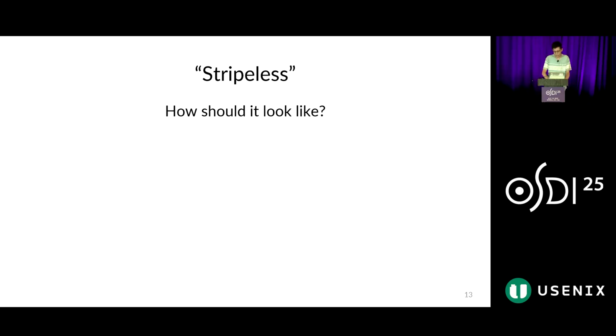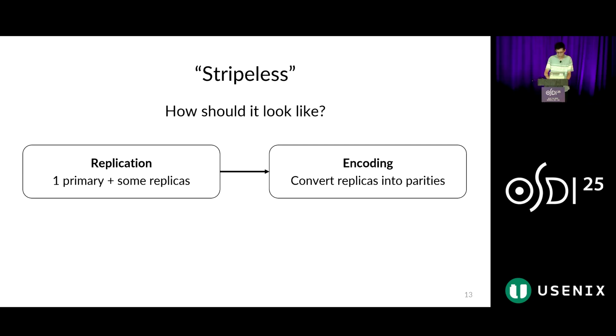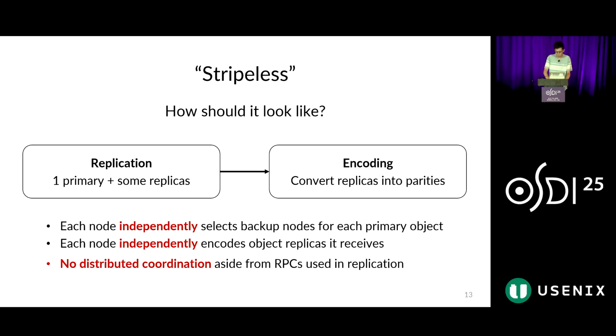As far as we know, all existing erasure coding schemes are based on stripes. So, to design a stripeless code, we need to first imagine what it looks like. Intuitively, we may view erasure coding as extended replication. Data is first replicated, and the replicas are then encoded into parities. We will get something like the following if we remove the stripe concept from both steps. Each node independently selects backup nodes for each primary object and independently encodes object replicas it receives. There is no distributed coordination aside from the RPCs used in replication.